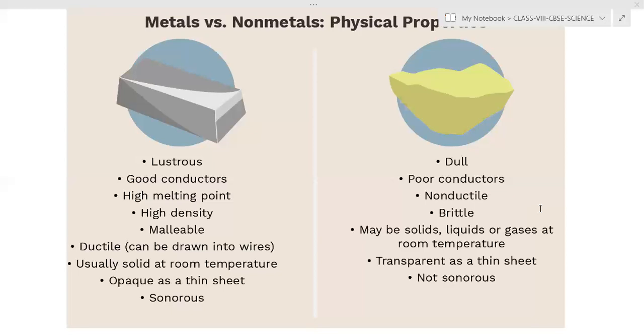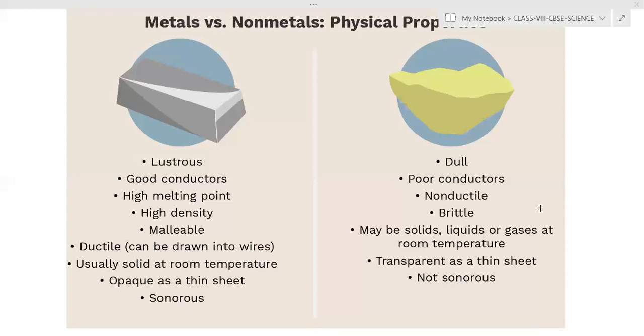Sonority. Metals sonorous, produce a ringing sound when struck hard. Non-metals non-sonorous, do not produce any ringing sound when struck. Electrical conductivity. Metals good conductors of electricity. Non-metals poor conductors of electricity. Thermal conductivity. Metals good conductors of heat. Non-metals poor conductors of heat. Hardness. Metals hard and strong, do not break easily except sodium and potassium. Non-metals soft and not strong, break easily.